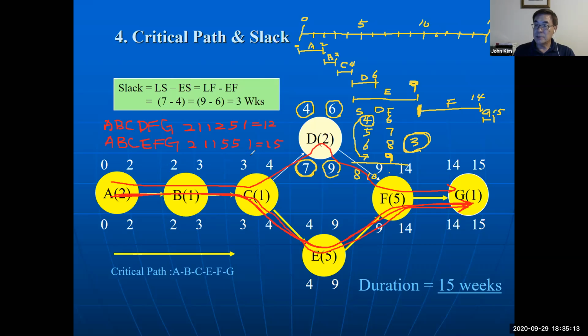So the critical path is the longest path among the possible paths in the network. So this one is the critical path, and the duration of the project is the same as the critical path duration. So this is the critical path's duration and the project time. The critical path is A, B, C, E, F, G, and the duration is 15.